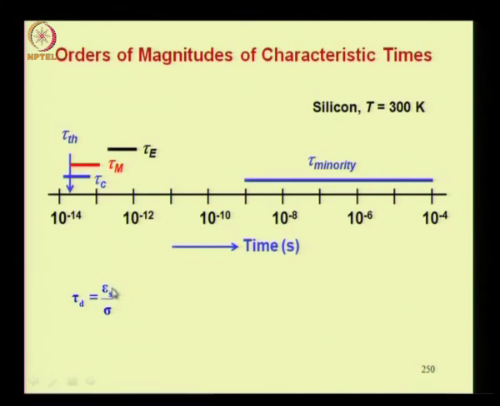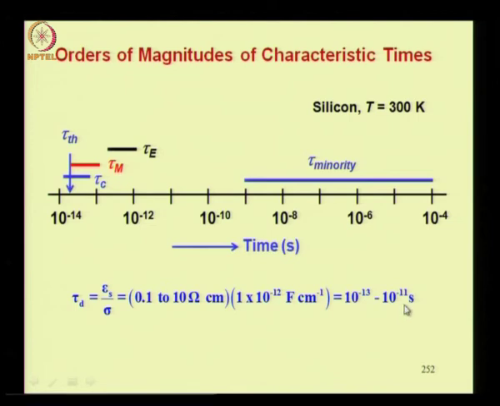Dielectric relaxation time is given by epsilon s by sigma. So 1 by sigma is nothing but rho. Now you know that the regions of interest in a device have resistivities ranging from 0.1 to 10 ohm centimeter. So 1 by sigma varies from 0.1 to 10 ohm centimeter. Multiply by dielectric constant and permittivity of silicon. The range is between 10 power minus 13 to 10 power minus 11 seconds. So that is somewhere here.